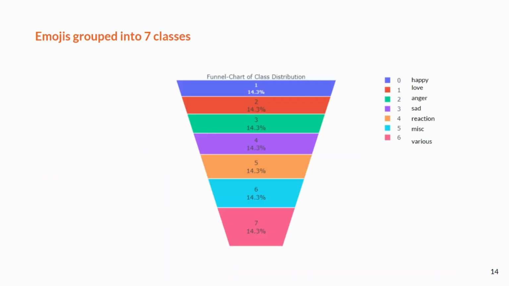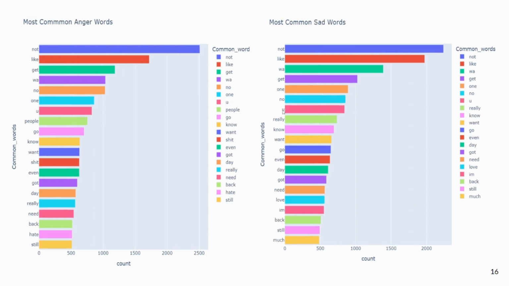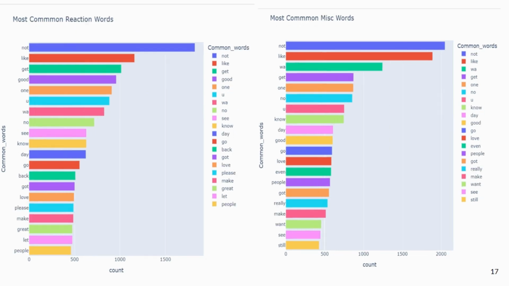With these seven classes, we have distributed evenly, 14.3 percent for each class, and we have calculated the number of words which come under those classes and the count of the words appearing in the tweets. For love we got this much, and these are the words that come under the love category, and these are the counts of how often a particular word arrives in the tweets. And this is for happy words. Similarly, for anger we did, for sad also we did, for reaction words also we did, for miscellaneous also we did.